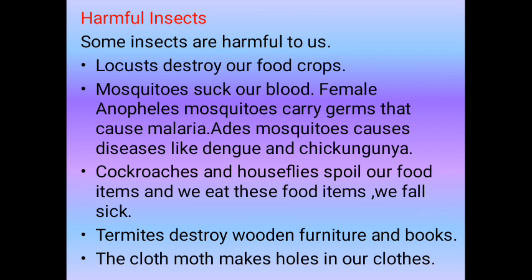As we have discussed some useful insects, there are also insects which are harmful to us. For example, locusts destroy our food crops. Then mosquitoes suck our blood. Female Anopheles mosquitoes carry germs that cause malaria. Aedes mosquito causes diseases like dengue and chikungunya.